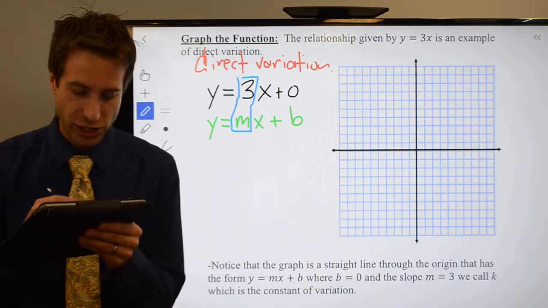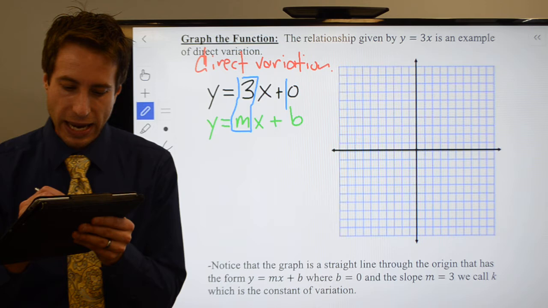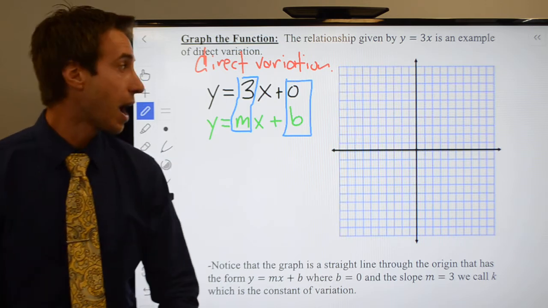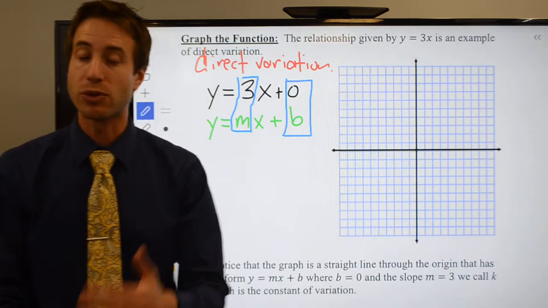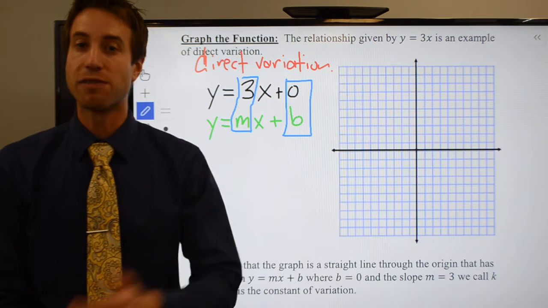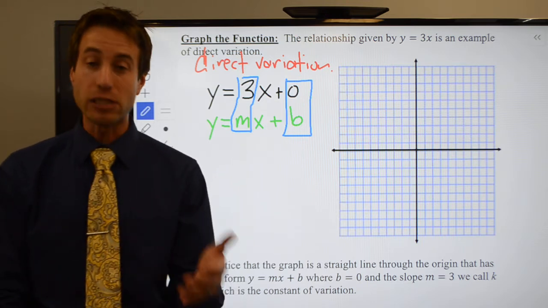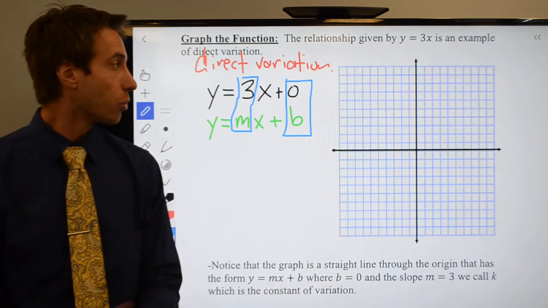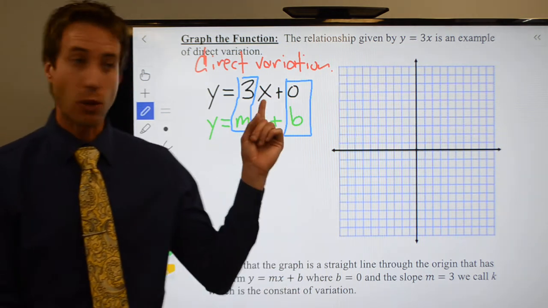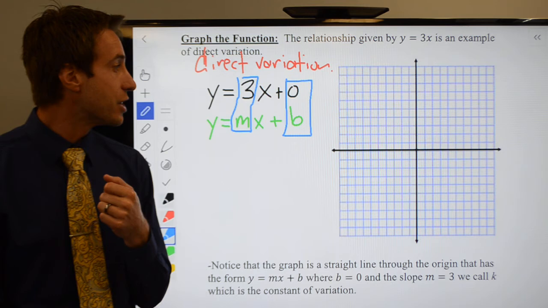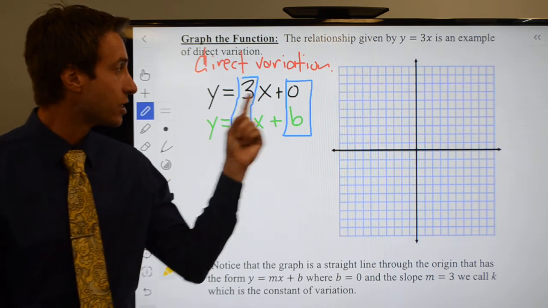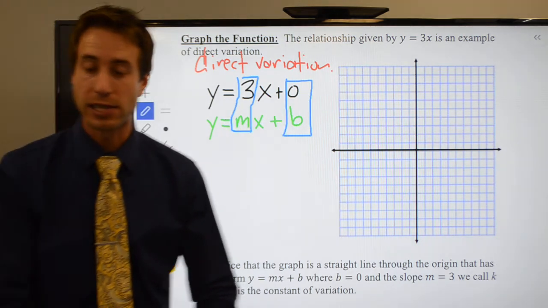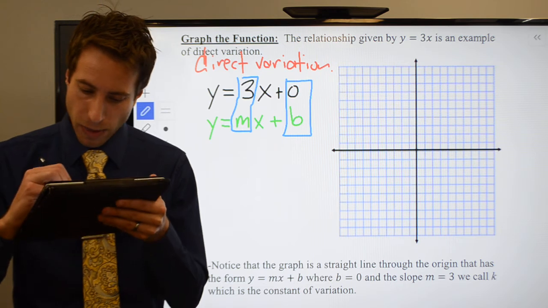Adding 0 doesn't change anything, but it quickly lets you recognize that your b, your y-intercept, is 0. So this direct variation function is in slope-intercept form. It's a linear function, so let's go ahead and graph it. What we notice here real quick is that my slope, of course, is 3, and I go through a y-intercept of 0.